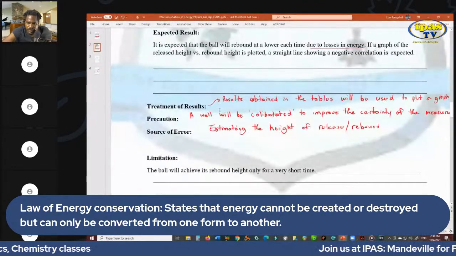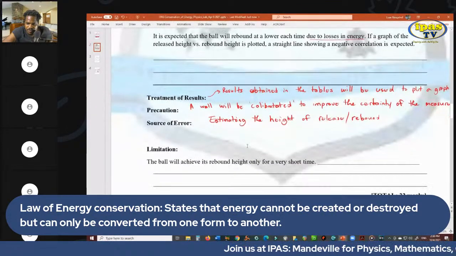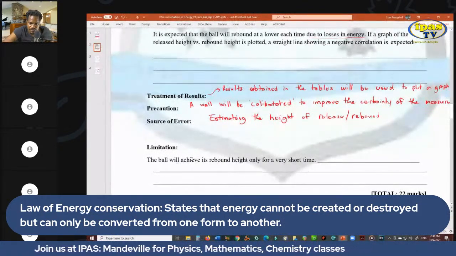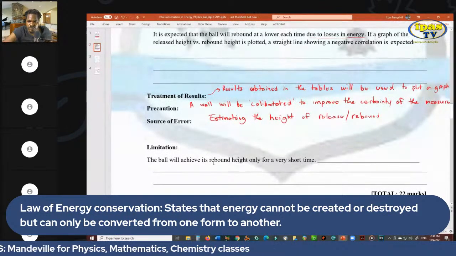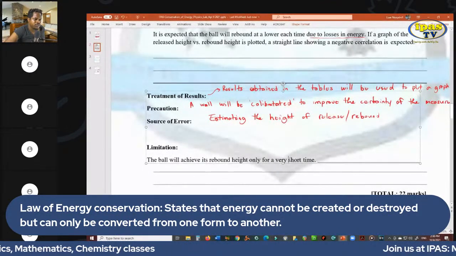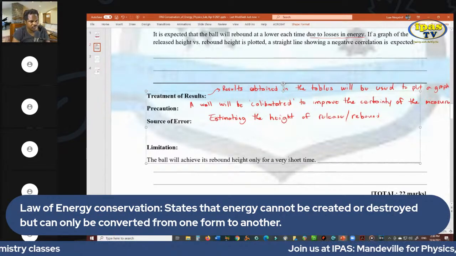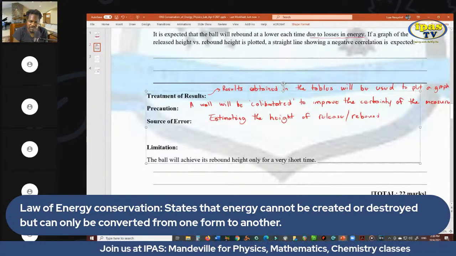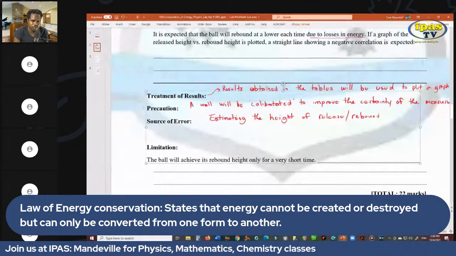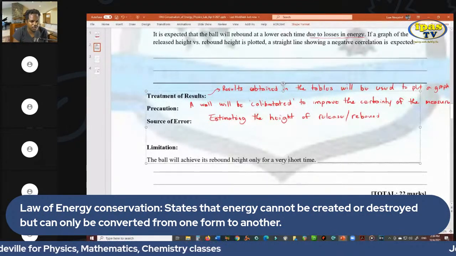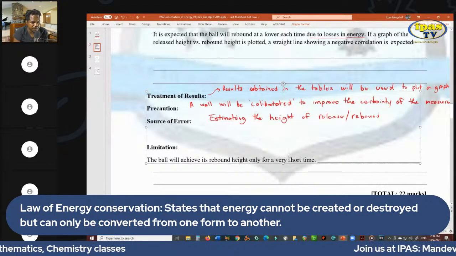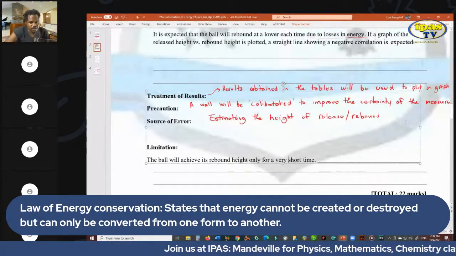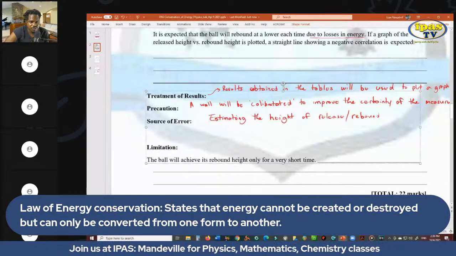Now we have one precaution. We have one source of error. So those marks are there already. And the limitation is also stated. The ball will achieve a rebound height for a very short time. So when the ball rebounds, you only have a short time to measure it. And so that is a limitation. Nobody is telling me the creative way in which we could increase the accuracy or reduce this limitation, so I'll leave you with that to figure out.